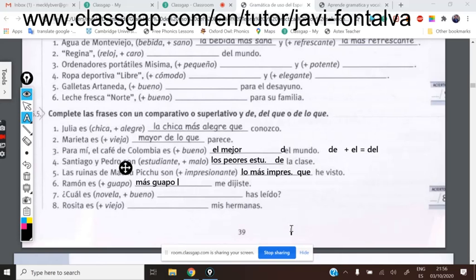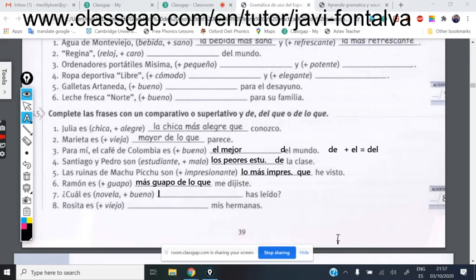Okay, let's remember the rule. When I compare two things, let's talk just about the last connector. You might have a noun or a full sentence, right? So when I use a comparative, I'm comparing. I could say, for example, eres más alto que yo. So this is que. Here, however, I have a full sentence, because I have a verb there. So instead of saying que, del que, de lo que, correct. So Ramón es más guapo de lo que me dijiste.